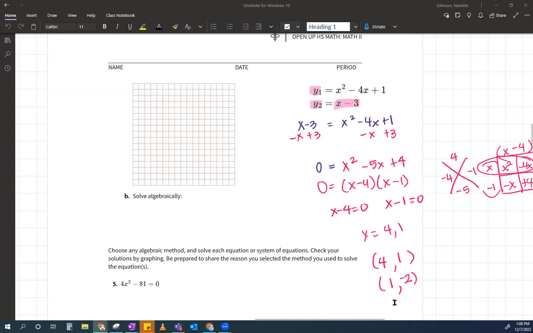So very, very good. The last step that I would definitely take is I would plug these back into both equations to make sure that they're true. Now, the reason why I do that, I've told you guys before, is that math is my favorite because I can always make sure that I'm right.